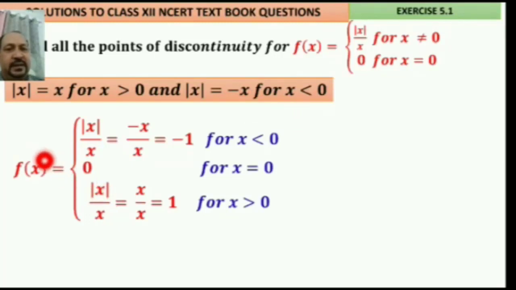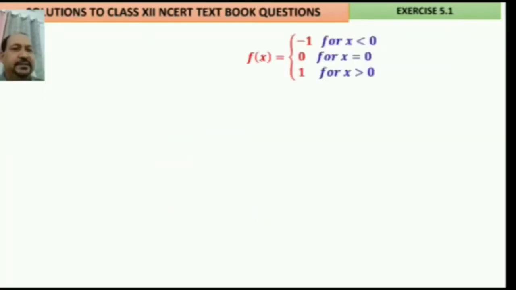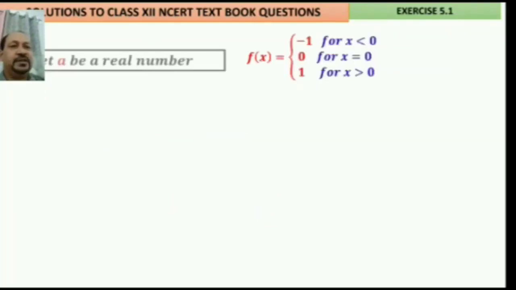सो अगेन इसको डिफाइन करते हैं इसी फंक्शन को. जब इसको ओपन करेंगे then you will get -1 for x is less than 0 and 0 for x equal to 0 and 1 for x is greater than 0, and it is a function. As you know, you have read in the class 11th, this function you can recognize it. This is the signum function.